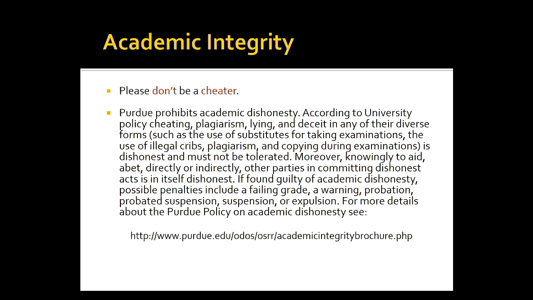The math department does not tolerate any of these cheating. Purdue does not tolerate any of these cheating. And if you knowingly aid, abet, directly or indirectly somebody else, you're also responsible for academic dishonesty. Now, if found guilty, the penalties can be very severe. They could range anywhere from a 0 on the assignment, such as quiz, exam, a warning, a probation, all the way up to suspension or even expulsion. Now, please take a look at the academic integrity brochure I listed at the bottom here to know some of your rights and responsibilities as a student.